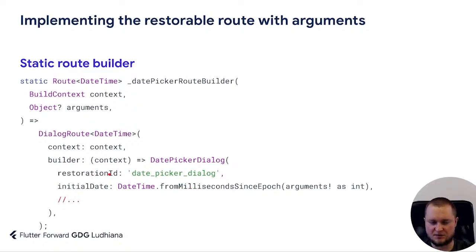An important thing is this restoration ID. The date picker dialog comes from the framework. We don't have this dialog in our application code, so we cannot add the RestorationMixin to the date picker dialog, but we can pass the restoration ID here.